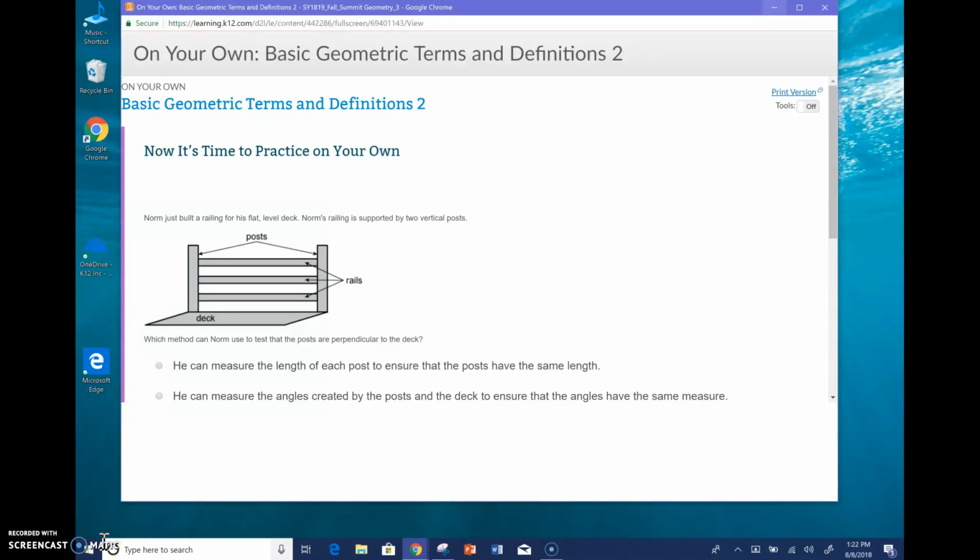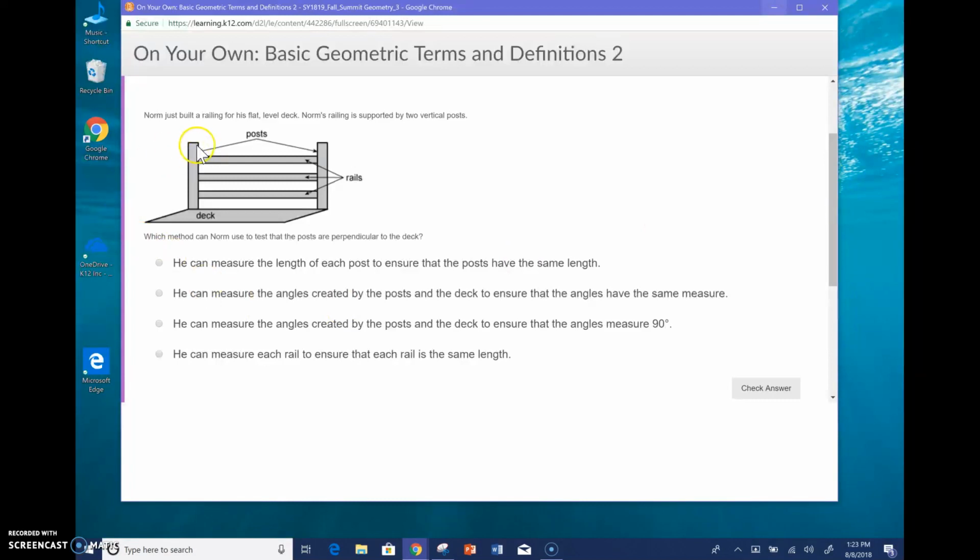We are going to go over your on your own practice for 1.03, which is Basic Geometric Terms and Definitions, Part 2. So our first one here says Norm just built railing for his flat, level deck. Norm's railing is supported by two vertical posts, which we see right there. The posts are vertical, which means they are perpendicular with the ground. Which method can Norm use to test that the posts are perpendicular to the deck?